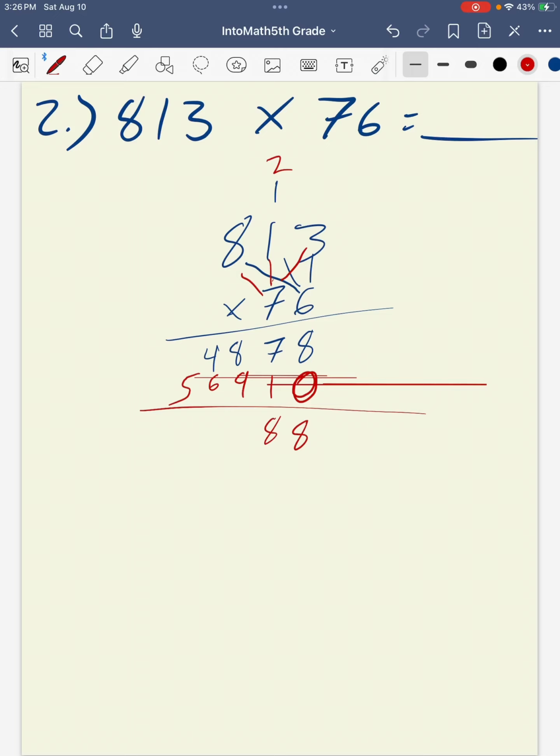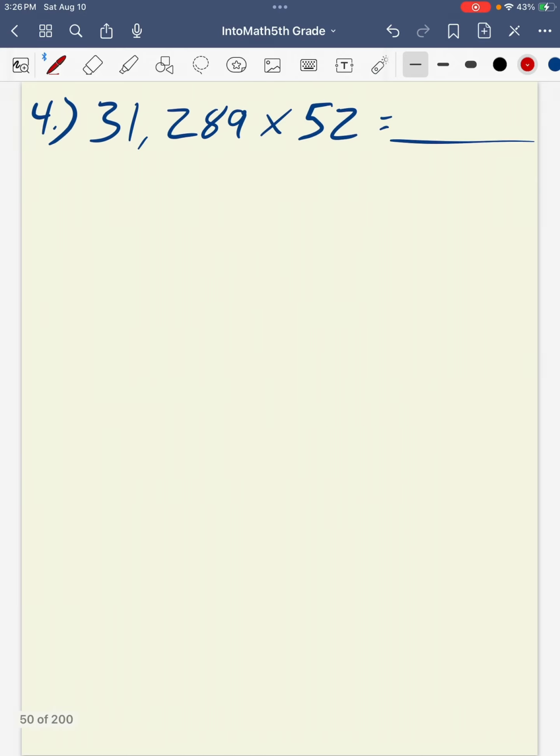8 plus 0 is 8. 7 plus 1 is 8. 8 plus 9 is 17. Carry my 1 over here. 6 plus 4 is 10, plus 1 for 11. 1 plus 5 is 6, for a total of 61,788.